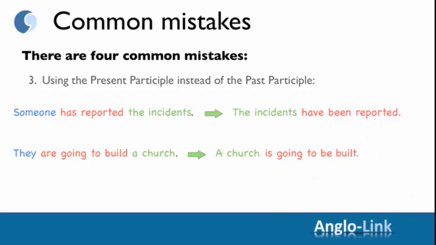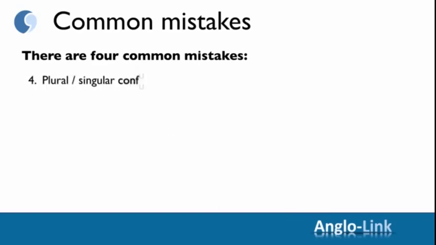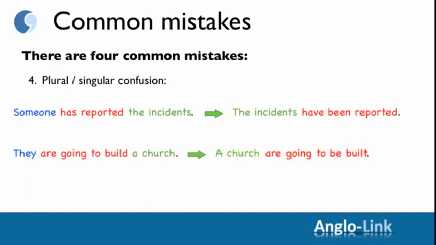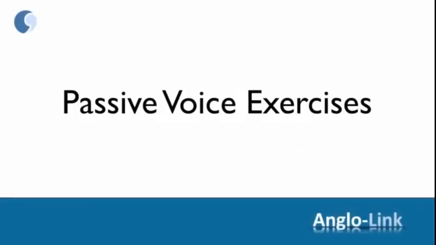And finally, the fourth common mistake is confusing the plural and singular verbs or subjects. For example, someone has reported the incidents. Here, someone is singular, so the verb is has reported, whereas the incidents is plural, so you must say the incidents have been reported. Vice versa, they're going to build a church. A church, not are going to be built, because a church is singular.